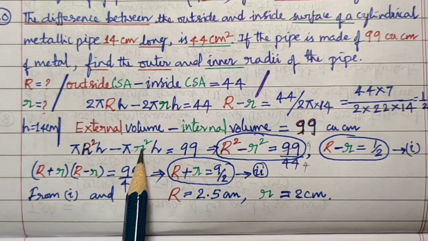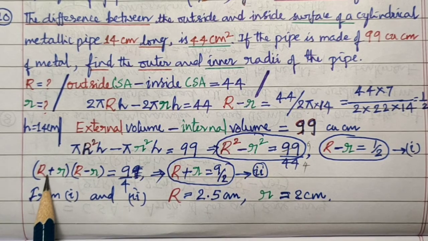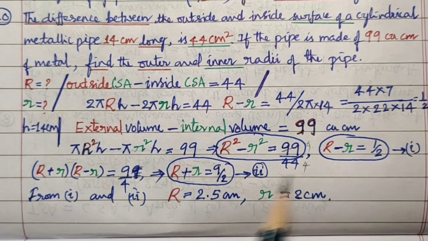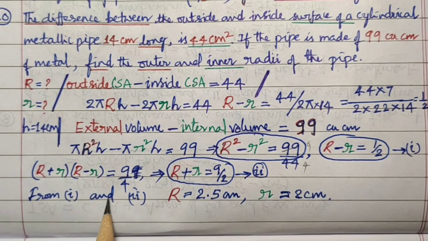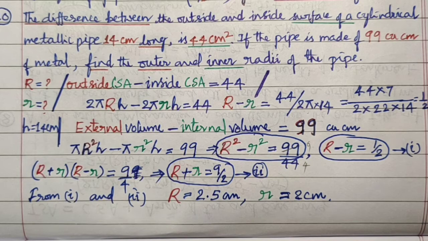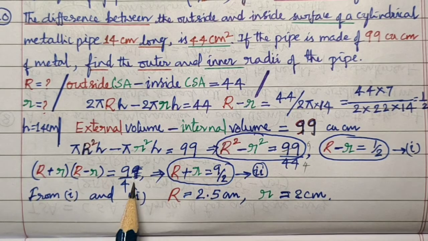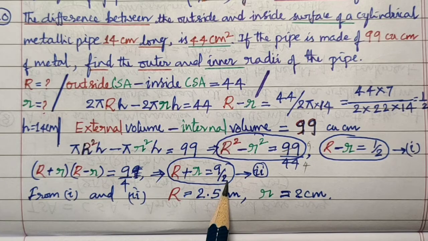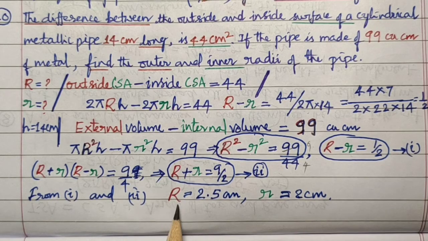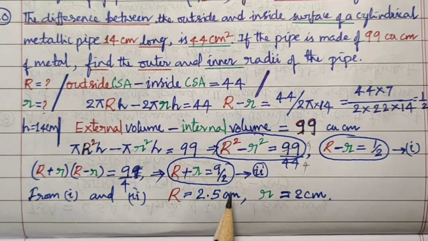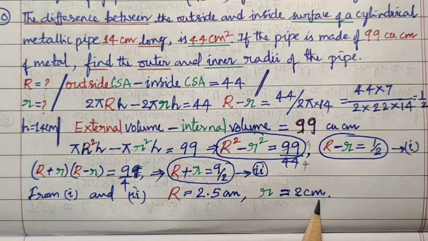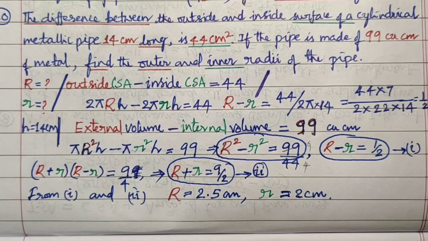So R square minus r square can be written as R plus r into R minus r, that is equal to 9 by 4. Replace R minus r with half. From this we got R plus r is 9 by 2. From these two equations, add them to find the bigger R, we get R is equal to 2.5. Then use R is equal to 2.5 in this or this, and you get small r.